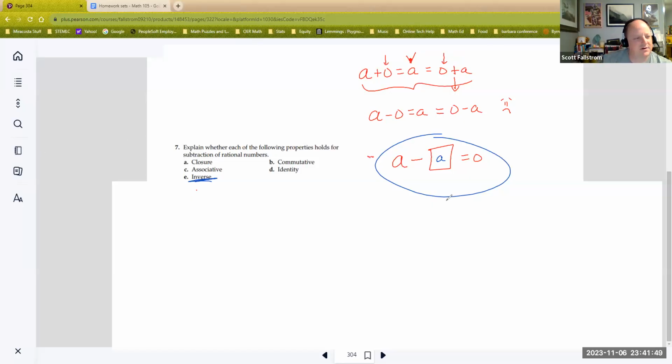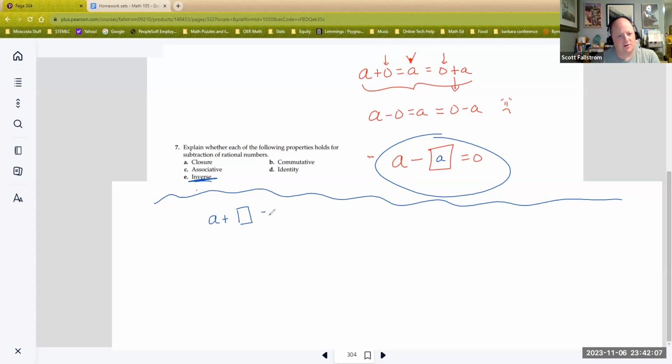Now, one thing to consider that you have to be kind of careful with is this. Let's go to addition because the addition one does work, and then I'll try to illustrate my concern. So with addition, is there a number that makes this work out? And hopefully most of you would say yes, 0. Okay, so 0 is the additive identity.